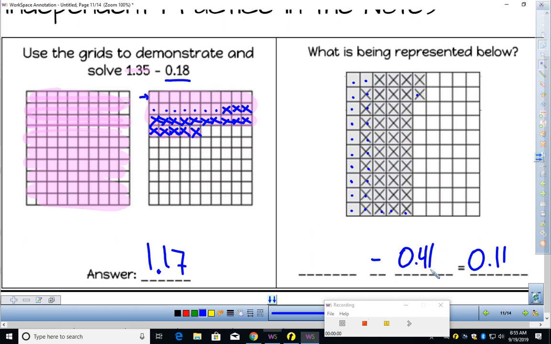And so I can do a couple things. I can now count all the squares that are shaded and have X's, or I could add these two numbers together to get my total. Either way is going to work, right? I have a column of 10, 20, 30, 40, 50, 51, 52, and 11 hundredths plus 41 hundredths is 52 hundredths.